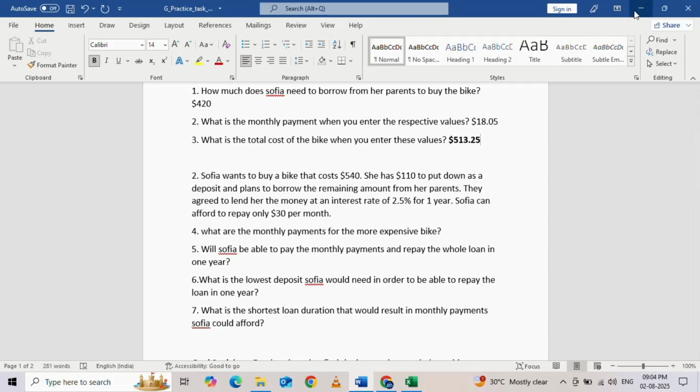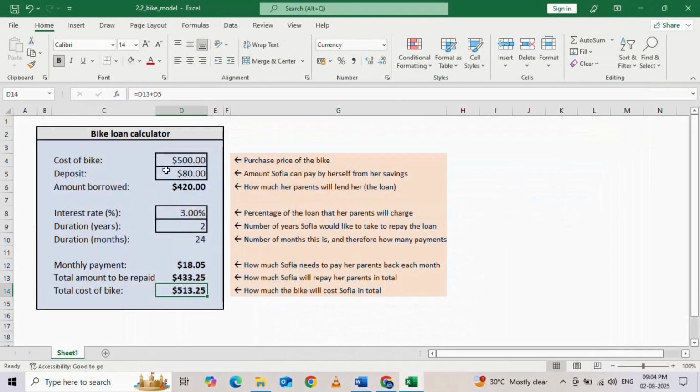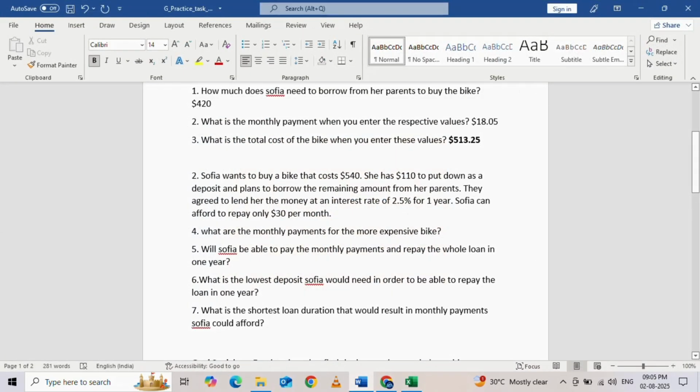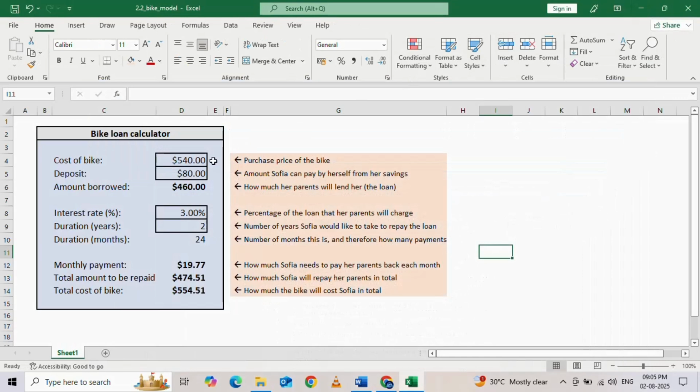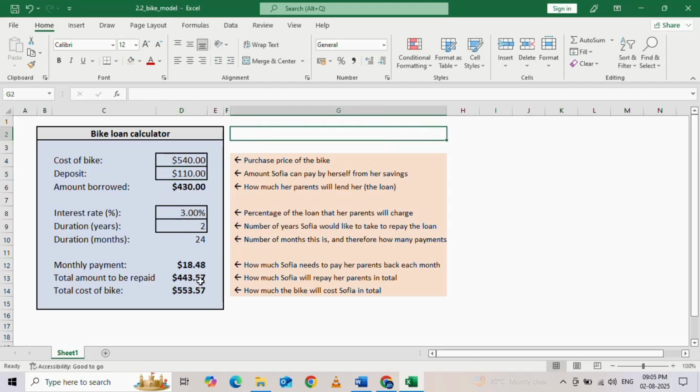Okay, according to that, update these cells. Now the bike costs $540. After that she has $110 to put down as a deposit. That means for the deposit we need to update this as $110. Now let us see the changes in all the calculations, in all the results.